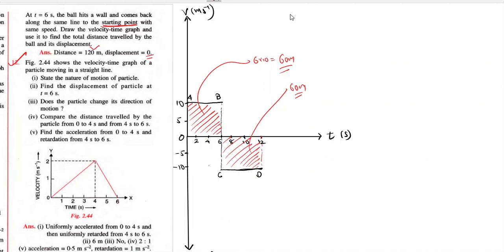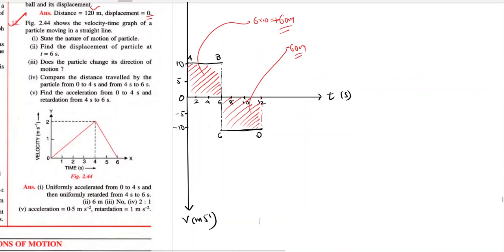Also, you can calculate it like this: here the displacement is plus 60 meter. Here the displacement is minus 60 meter, because the velocity is negative. Negative velocity multiplied by time will give you negative displacement, and plus 60 minus 60, if you add, you will get 0. Right? So that is how you solve question number 11. Very easy. Done. Okay, next question. Already the graph is given to you. Figure 2.44. Let me just remove this.